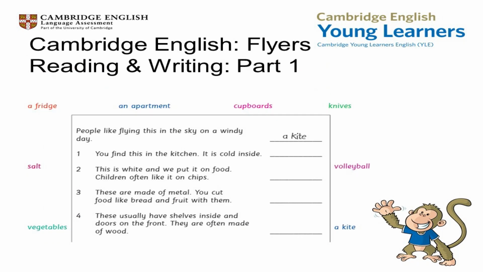Let's now look at some test tasks. This is a Cambridge English Flyers Reading and Writing Part 1 task. This activity involves reading descriptions of words and choosing the correct word. Candidates have to write the correct word next to the definition. So, how can you practice this type of task with learners?